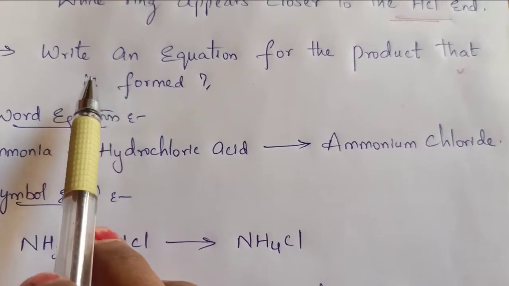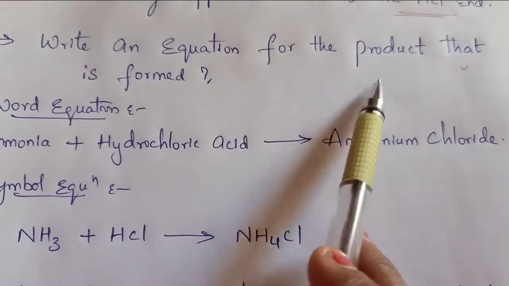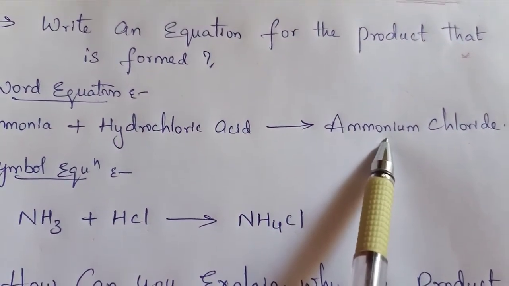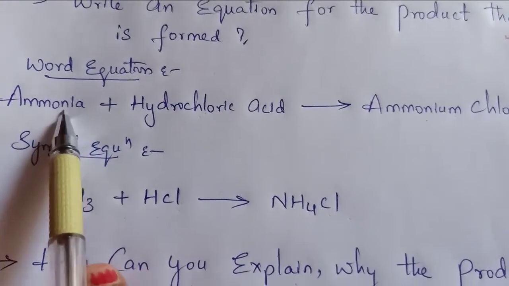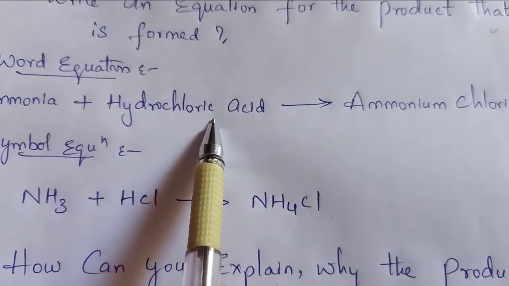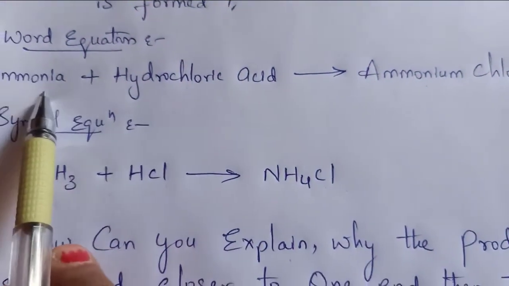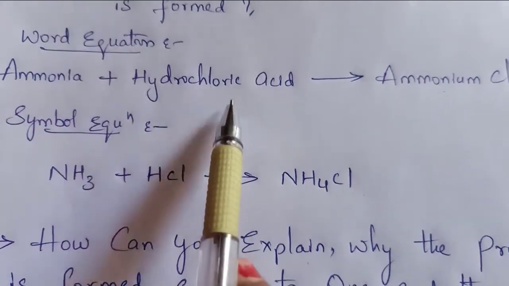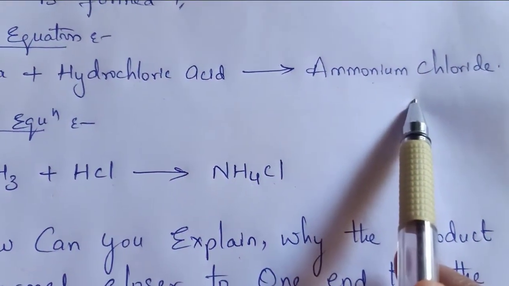The second question is, write an equation for the product that is found. So what is the product here? Ammonium chloride is the product. So what is the equation? I wrote it in the form of a word equation. Ammonia, when reacting with hydrochloric acid, gives rise to ammonium chloride. So what are the reactants here? Ammonia and hydrochloric acid are the reactants and the product is ammonium chloride.